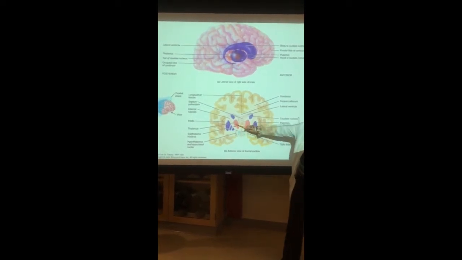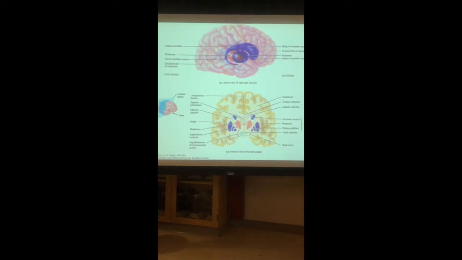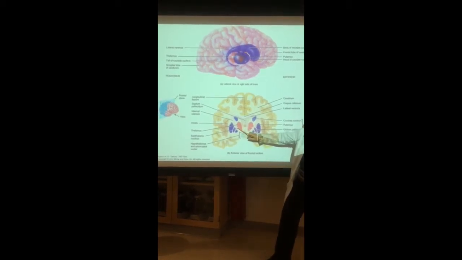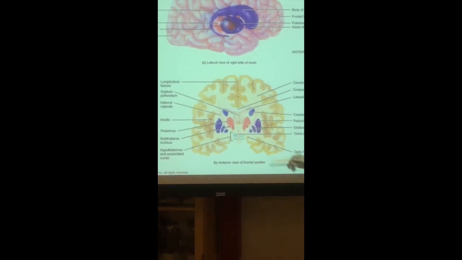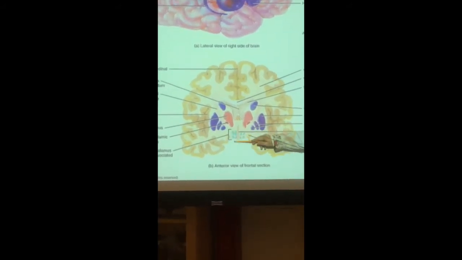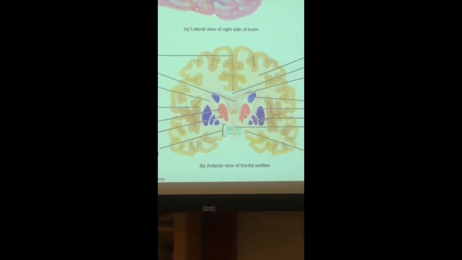This is the thalamus, this is the thalamus. Remember, the third ventricle would be right here, okay? And then this is the subthalamic nucleus, because it's just underneath the thalamus. That makes sense. Right here, this is the hypothalamus, with all its different nuclei, which you're not going to need to know the name of, okay?